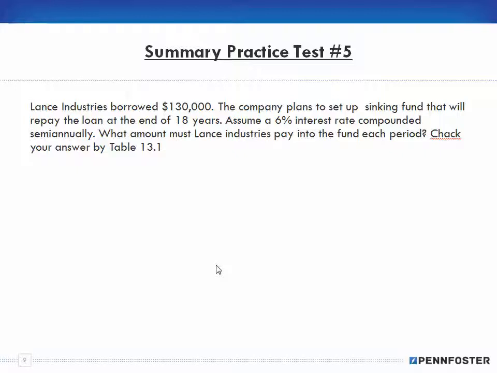Number 5. Lance Industries borrowed $130,000. The company plans to set up a sinking fund that will repay the loan at the end of 18 years. Assume a 6% interest rate compounded semi-annually. What amount must Lance Industries pay into the fund each period? Check your answer by Table 13-1. So, 18 years compounded semi-annually is 36 periods, and 6% divided by 2 is 3%.